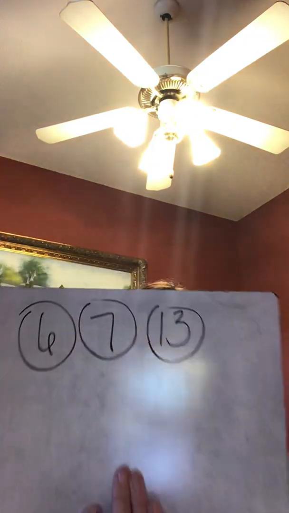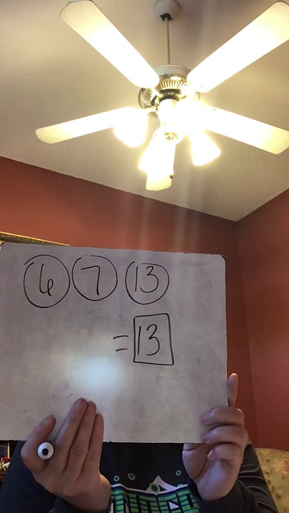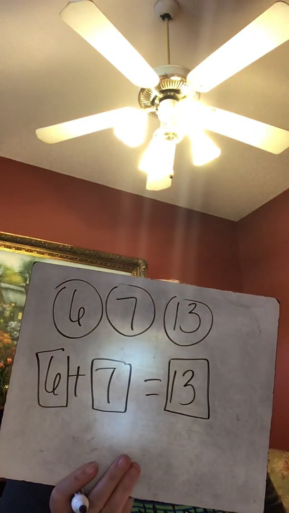Number 2 is 6, 7, and 13. Those are our fact family numbers, okay? So we know that 13 has to be the sum because it is our largest number, right? So I automatically know without even thinking in my head 6 plus 7 equals 13, right?